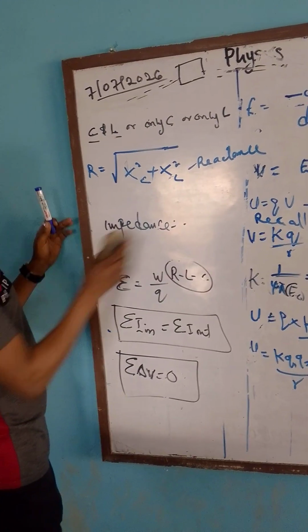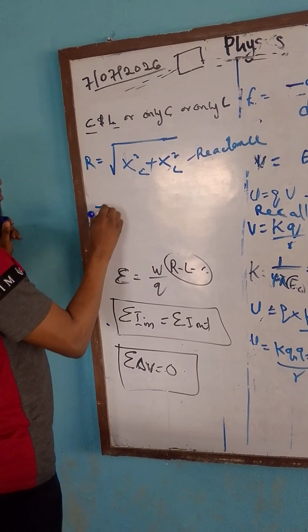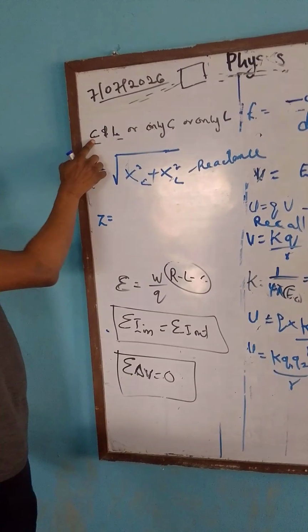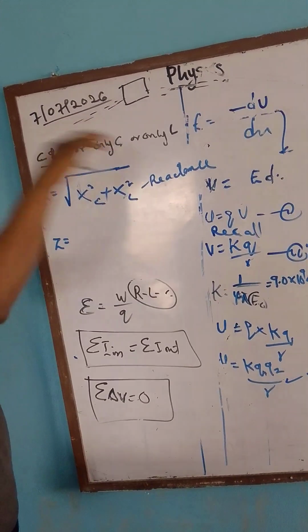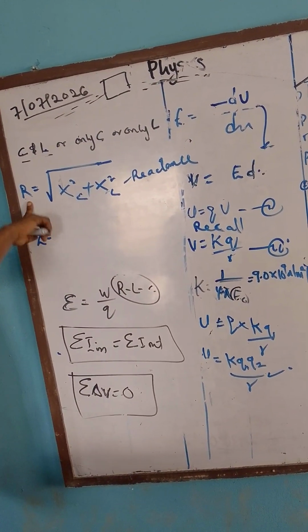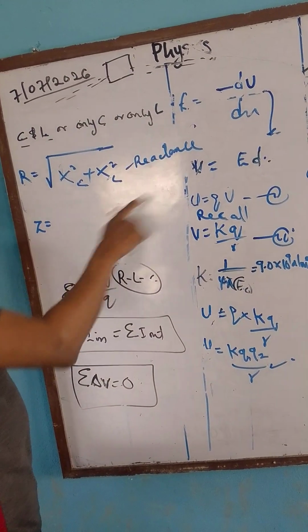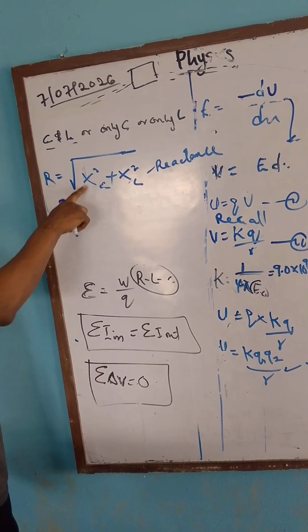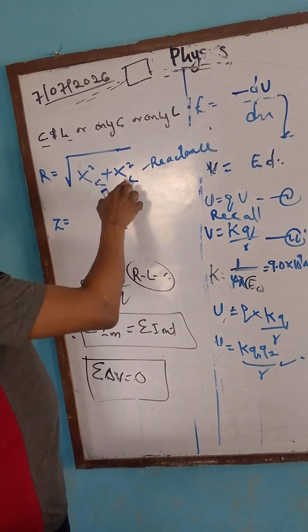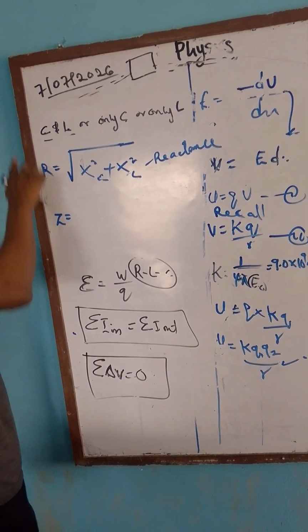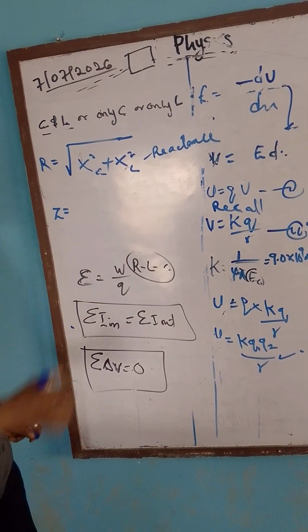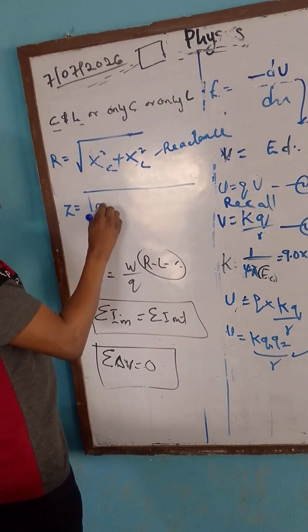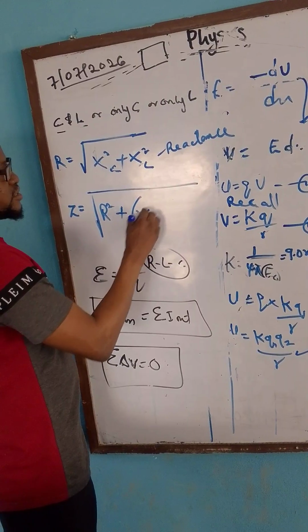But if it is impedance, we use the letter Z to denote the overall regulation. When both capacitor and inductor are used, you can get it through this formula: the square root of the square of the capacitive reactance plus the square of the inductive reactance. But if it is the three of them that do the work of regulation, we call it impedance, and this is its symbol. So we can have the overall regulation as R squared plus, you now open bracket.